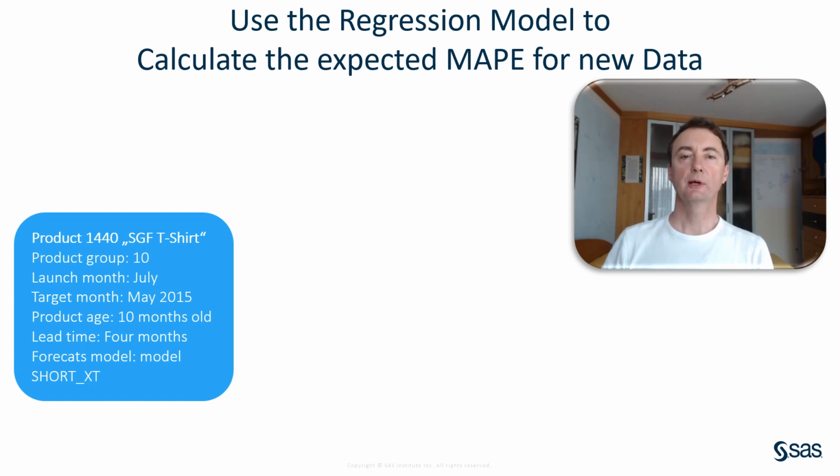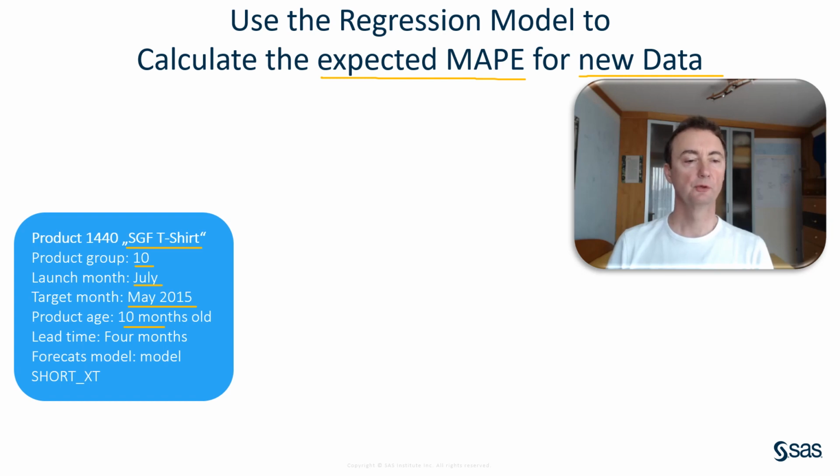As we now have this regression model, which explained to us the content and the relationships of our available data on the output, we can now also use this regression model to calculate predictions. For example, if we launch a new product, what is the expected MAPE? Let's take the product SAS Global Forum t-shirt, which is in a certain product group, being launched in July. The target month for which the forecast should be created is May. We have a certain product age.